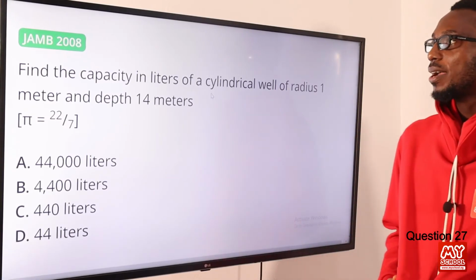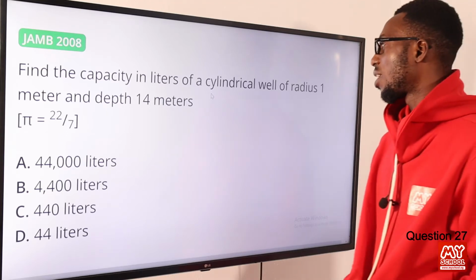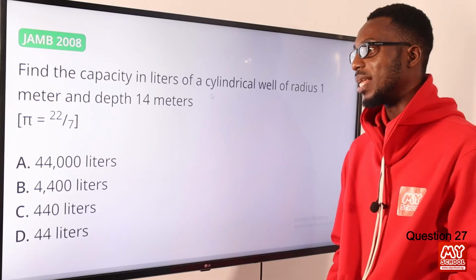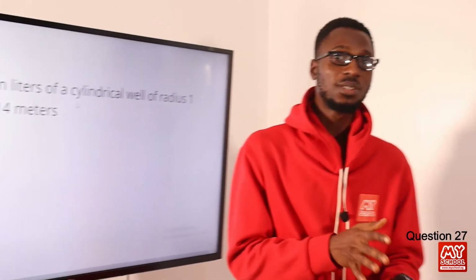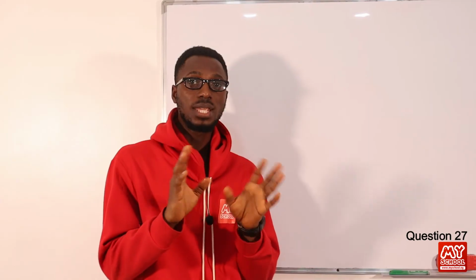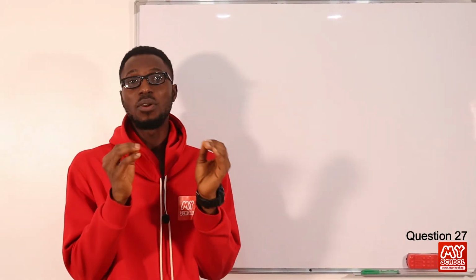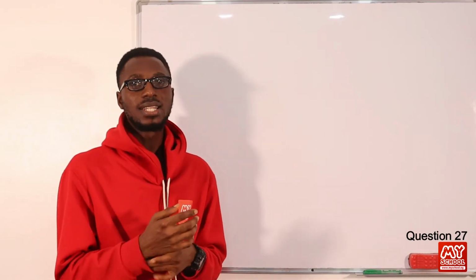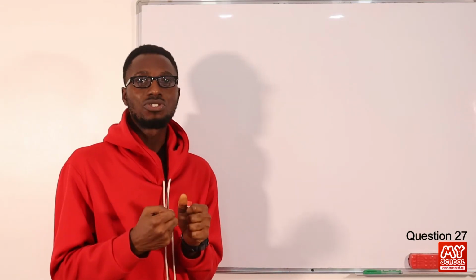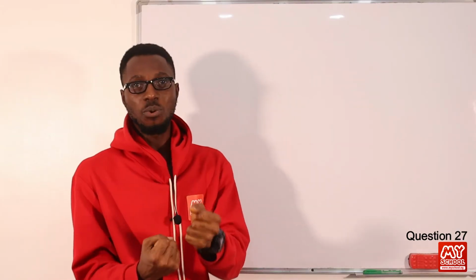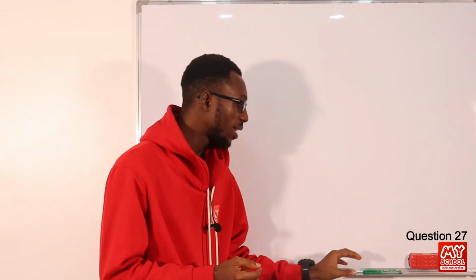27. Find the capacity in liters of a cylindrical well of radius 1 meter and depth 14 meters. Okay, so let's walk around this. So let's look at the difference between volume and capacity. Volume is actually the amount of space occupied by an object, a 3-dimensional object to be specific, probably a container, a solid, right? Then capacity is talking about how much liquid or pourable substance that particular container can hold. So let's just interchange this to make the work easier.